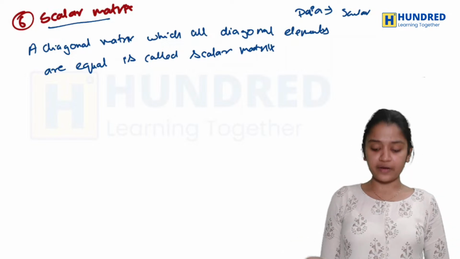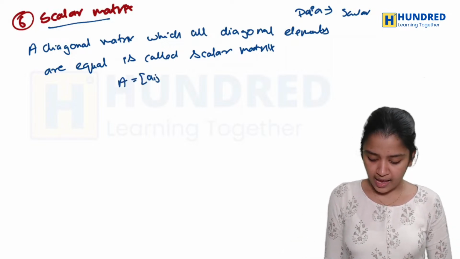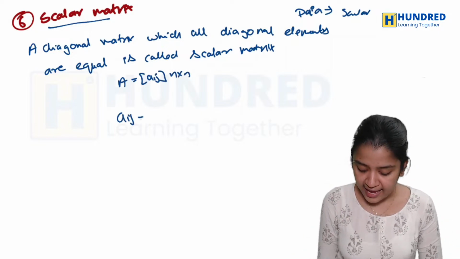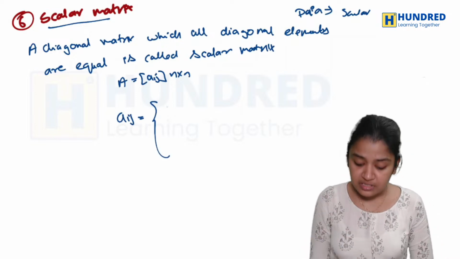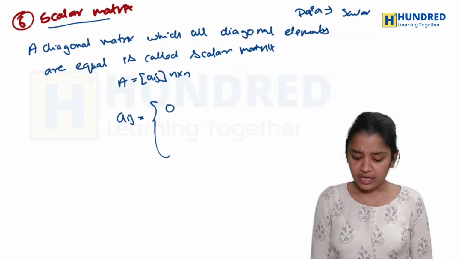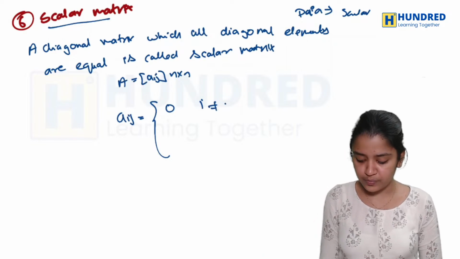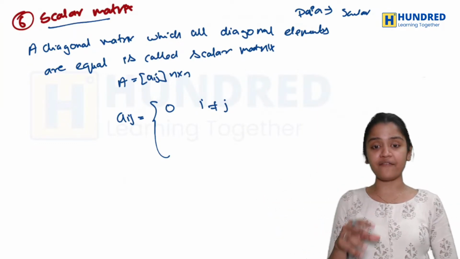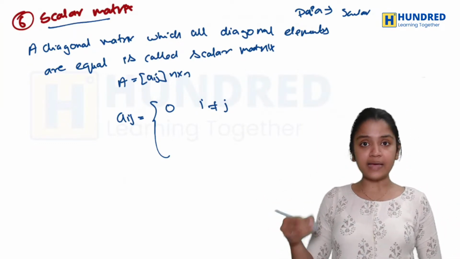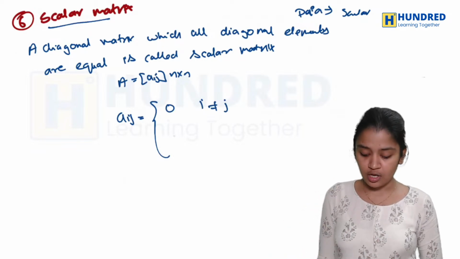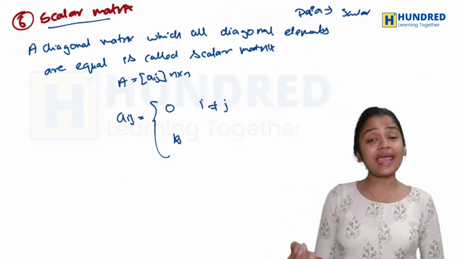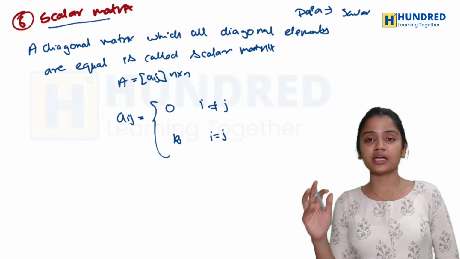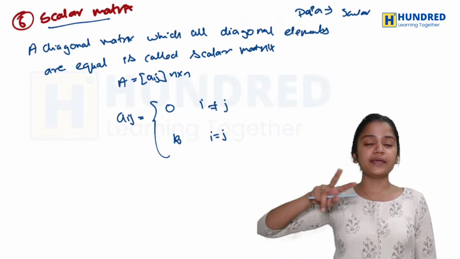If I say A is equal to Aij, where it is n cross n, now the element Aij will be 0 if i and j are not equal. For a diagonal matrix, only if i is equal to j will you have an element; if i is not equal to j, you will have 0. That is the representation of a diagonal matrix. But here it will be k, where k is a constant. All those elements whose i and j are equal will be the same.